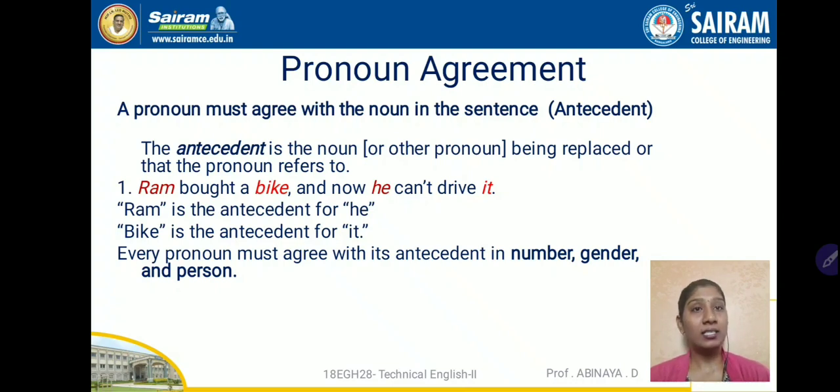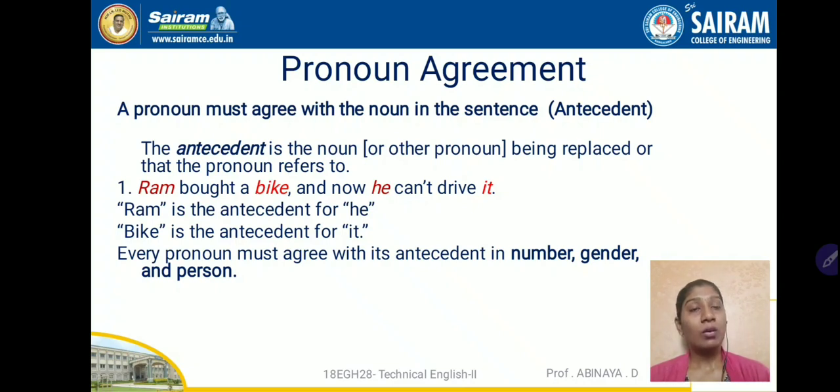The antecedent is the noun being replaced or the noun the pronoun refers to. A noun is going to be replaced by a pronoun. That noun is called the antecedent for the particular pronoun which is going to replace it. Here see the first statement. Ram bought a bike and now he cannot drive it. Here Ram is a noun which is in the subject place. Bike is a noun which is in the object place, and we are going to substitute these two with pronouns.